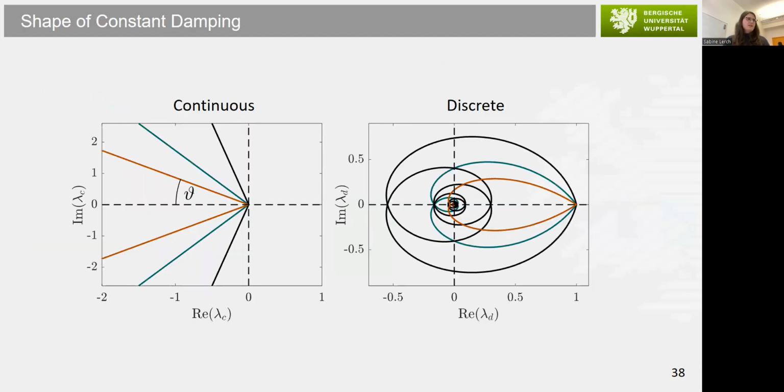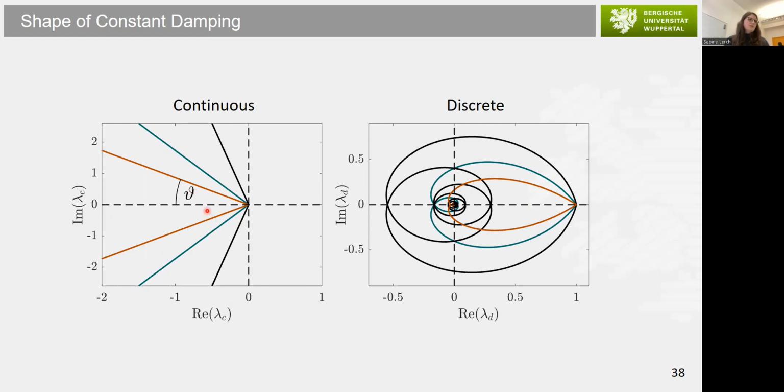To minimize the oscillations of the system, we want to increase the damping. And in a continuous time system, the shape of constant damping is such a cone in the left half plane. For example, we could place the eigenvalues in this black cone or in this blue one or this orange one. And if all eigenvalues would be placed on the negative real axis, then this would mean that there is no oscillation. So the damping angle theta should be small.